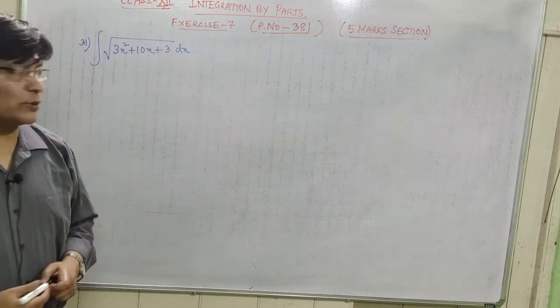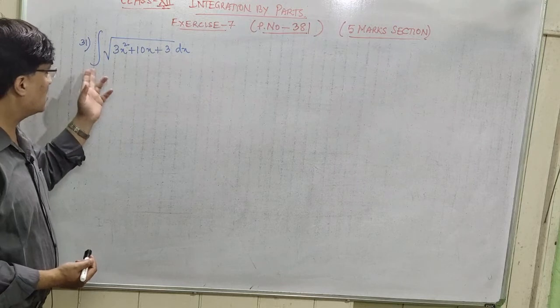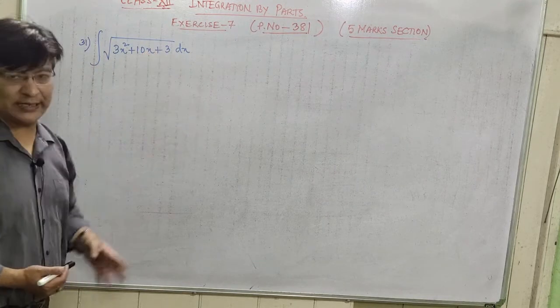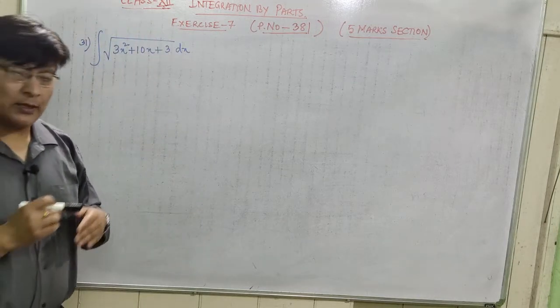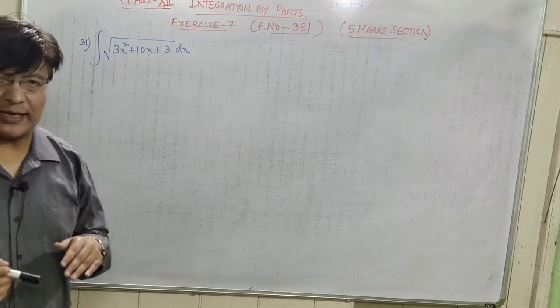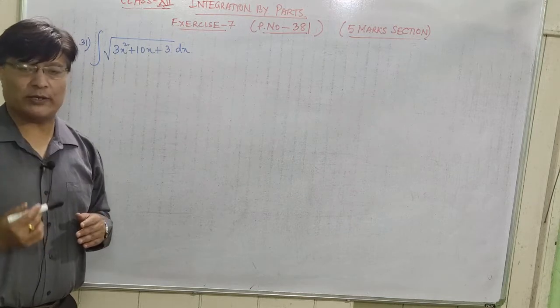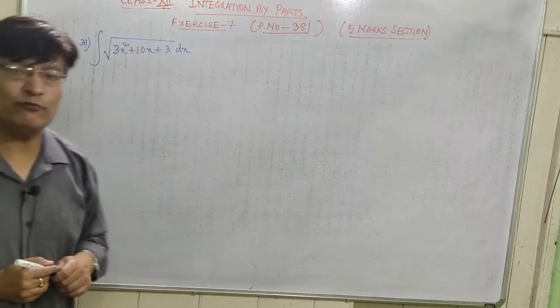So now we'll do the next question, that is question number 31. You have to evaluate this. Integral of within square root 3x square plus 10x plus 3, dx. So here also the coefficient of x square is 3, and this expression contains both x square as well as x. You have to convert it into perfect square. Before that, make the coefficient of x square positive 1.